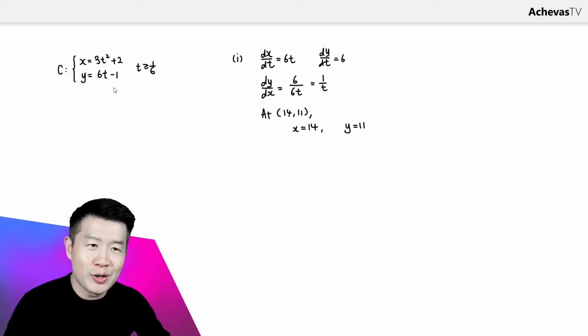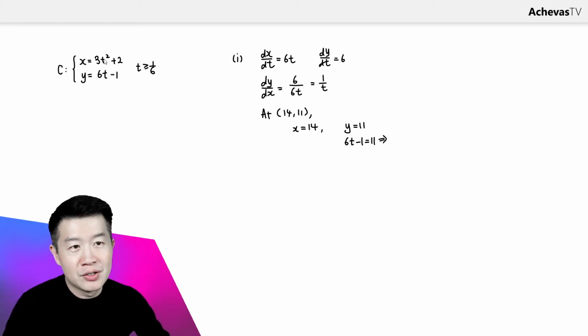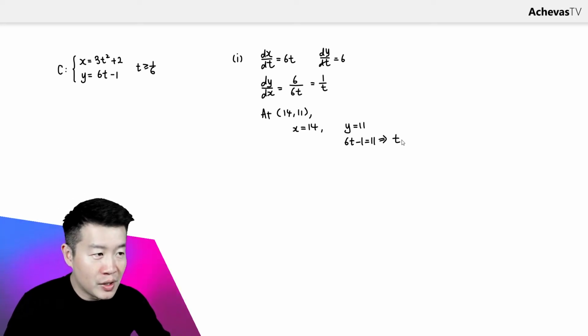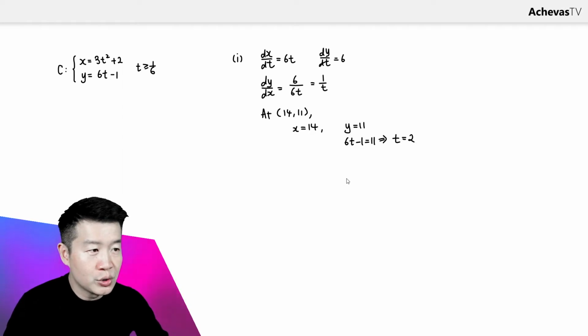And of course, I'm going to make use of 6t minus 1. So 6t minus 1 is equal to 11. It is not way simpler, but it is just going to be simpler so that I don't need to work with a t squared. So from here, we are going to work out the value for t. t is equal to 2. So now we can find out what is dy/dx, and that is 1 over t, which is 1/2.